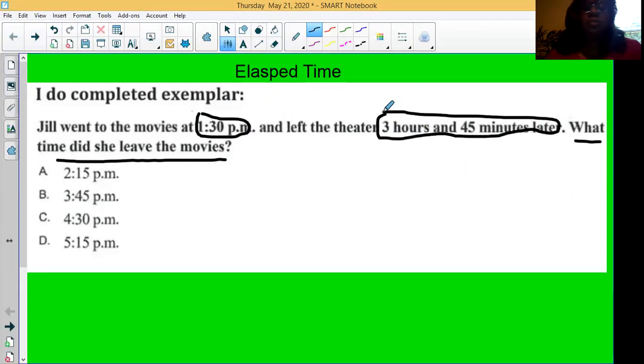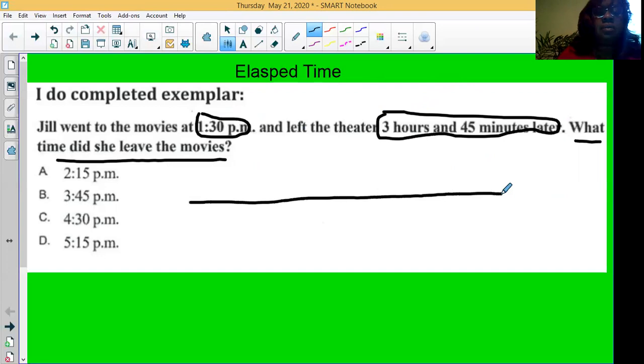So again, we're doing elapsed time. We know we have a start time. Our job is to figure out what time did it end after the movie. So what time did she leave the movie? So that's our job. We know she went to the movies and it started at 1:30. So we're going to draw our number line, our timeline, and our start time is 1:30.